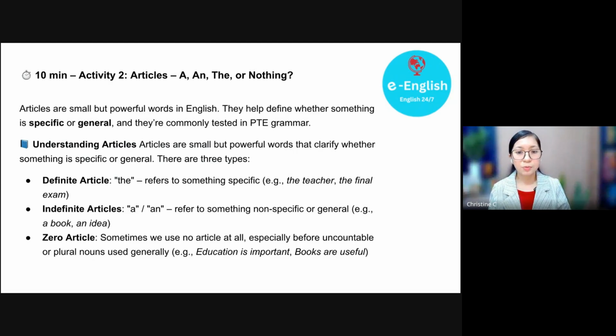Zero articles. Sometimes we use no article at all, and this is the easiest, okay? When you are talking in general and when you are using uncountable or plural nouns. So obviously, a or an means one. And if you're talking about more, then there is no need to use an article if you're talking in general. So, for example, education is important, not the education is important or an education is important, but you're talking in general. Education in general is important. Books are useful. Okay. So when talking in general, we don't need to use articles.